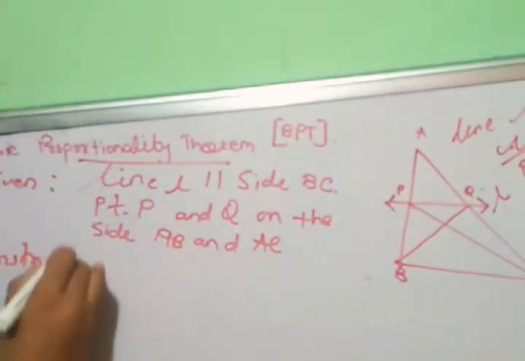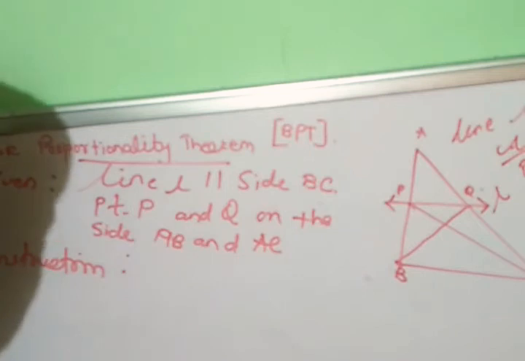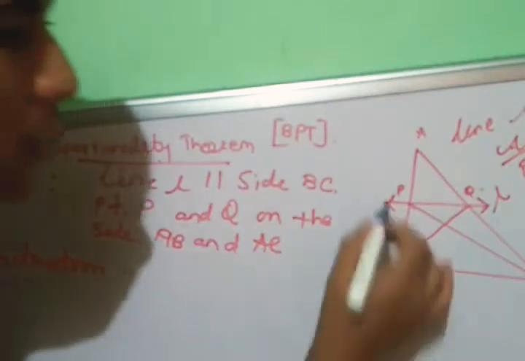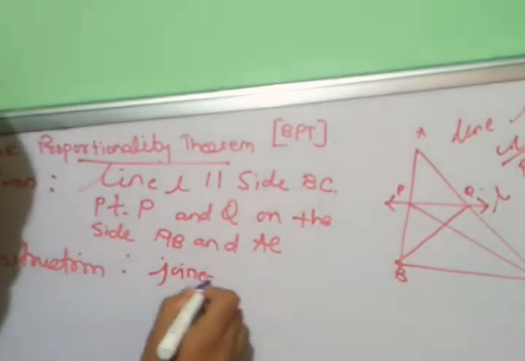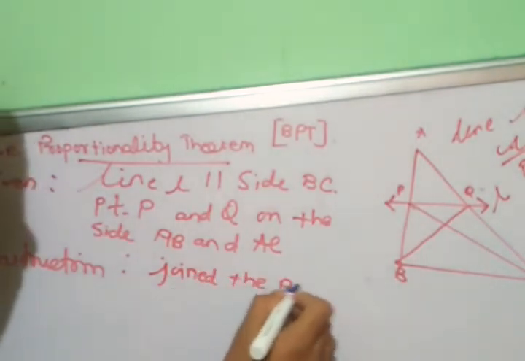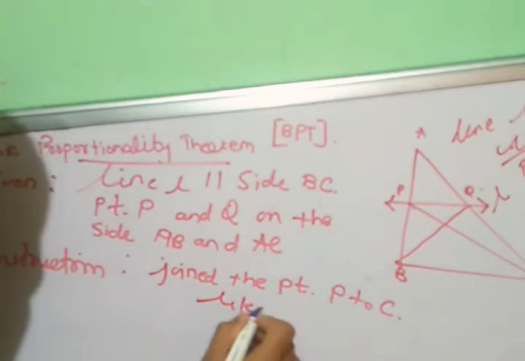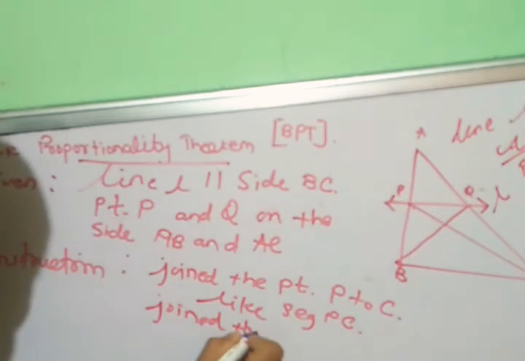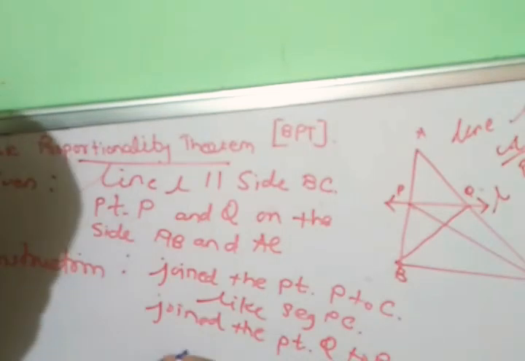So friends, the construction is also given in this theorem. The construction is: join the point P to C, like segment PC, and join the point Q to B, like segment QB.